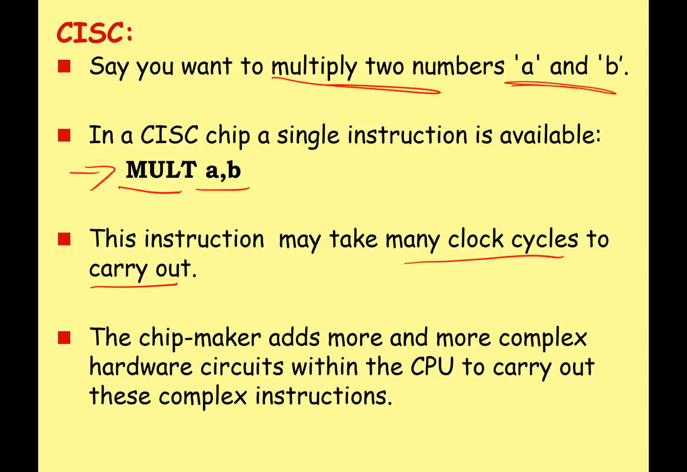The chip maker adds more and more complex hardware circuits within the CPU to carry out these complex instructions. So again, a reminder, I'm not talking about programming for it in a high-level language like, say, Python. We're thinking about the actual instructions available in machine code. So when you write your program in Python or C++ or something like that, it has to be converted into machine code before it can run. And we're talking about that final stage, the machine code.